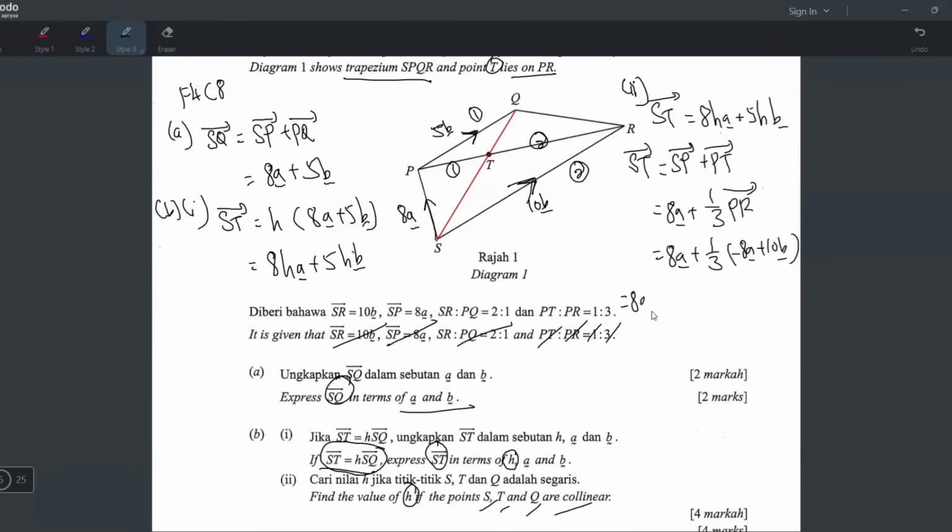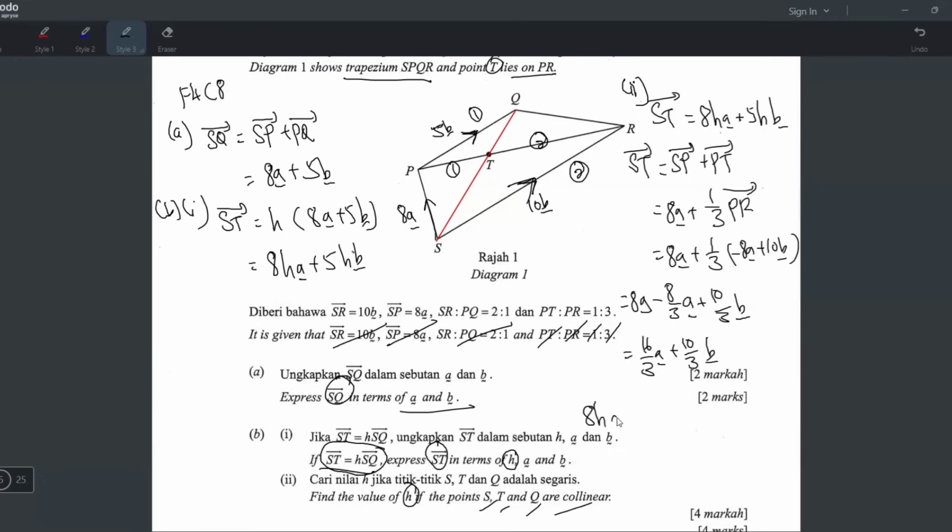So now it becomes 8A plus, okay, negative 8 divided by 3, it will become negative 8 over 3A, and then 10B over 3 will be 10 over 3B like this. So A with A can do, and then the B I can write first, and then A with A I can use calculator. 8 minus 8 over 3, 16 over 3A, right? And this is the ST vector, right? And this is also the ST vector. It means both this answer can equal. Can equal. So we can straight away take this equals to this, and then we compare.